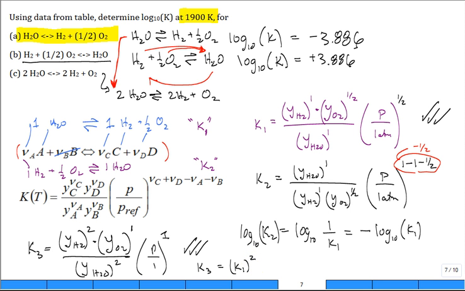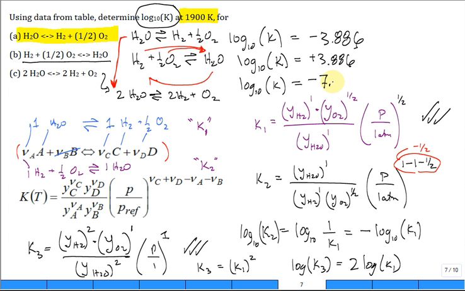I have one yes, a couple more yeses. Yes. Now they ask me, what is the log base 10? So I take the log of both sides of this equation. I get log of the new equilibrium constant is equal to 2 times the log of the previous equilibrium constant. So log base 10 of K for the third reaction equation is equal to 2 times negative 3.886, which is negative 7.772.